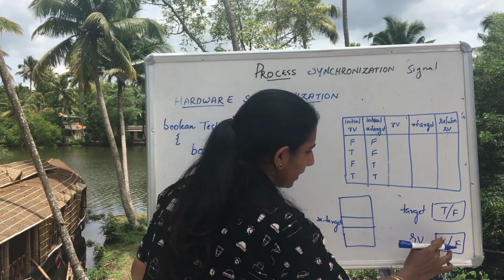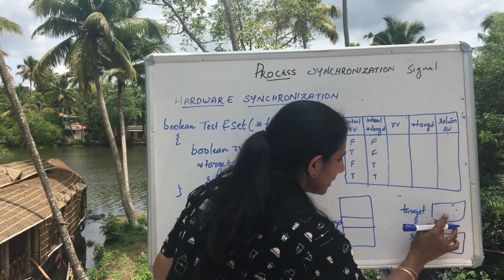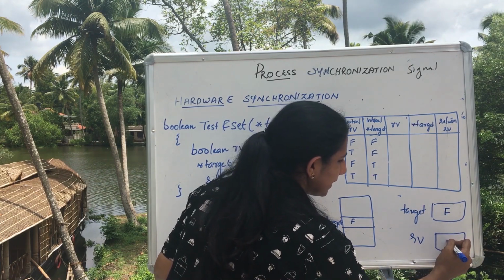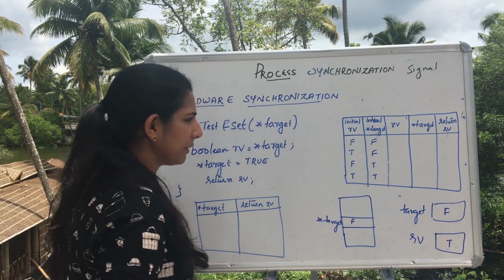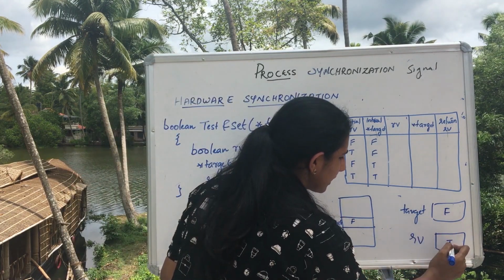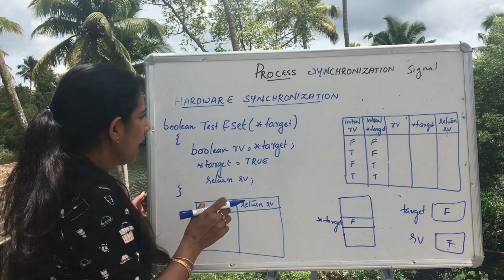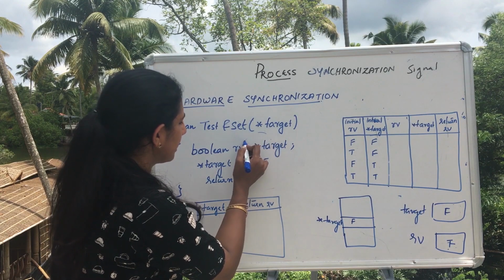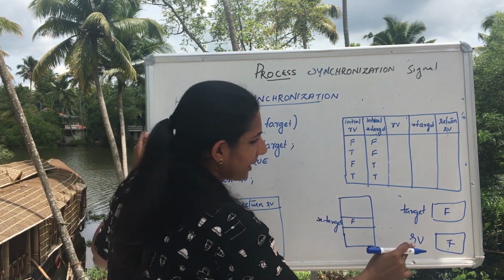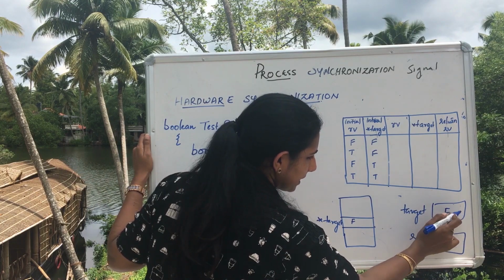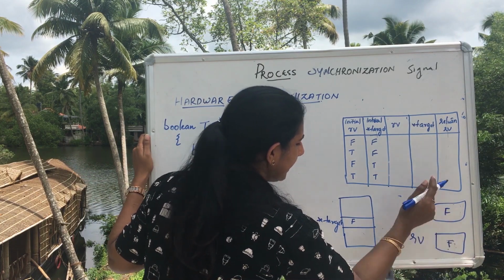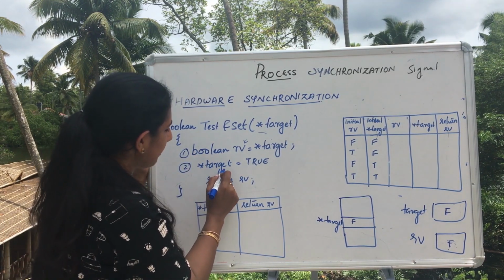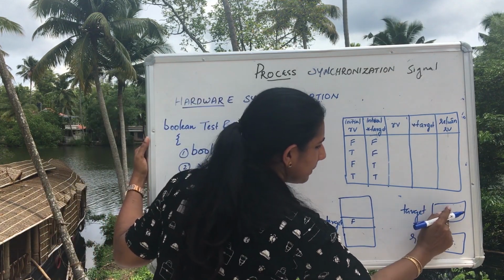Let's start from here by initializing my target to false. Here it is false, and here I'll assume RV is true. Any condition can be taken, or let me assume both are false as the first case. Boolean RV is equal to pointer target. Whatever the value in the target is, it is transferred to RV. So RV will now have false. That means this value will be transferred here, and the second line says that the pointer target is set to true. So this will be set to true.